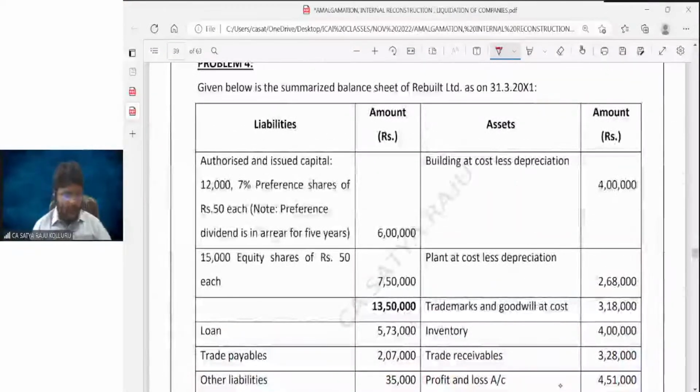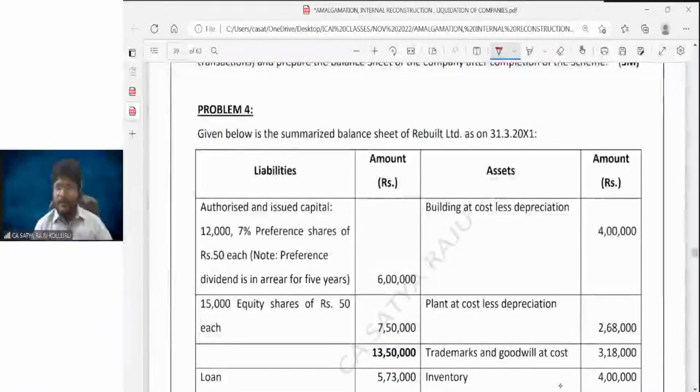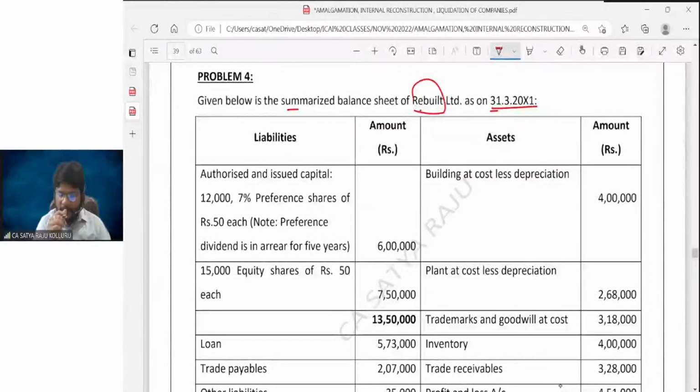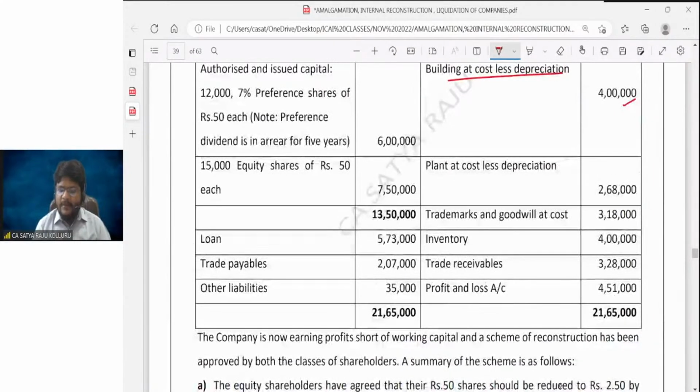Problem number 4. All of you, please concentrate. Problem number 4. Given below is the summarized balance sheet of Rebuilt Limited as on 31st March 2011. So the name itself is given, Rebuilt. On the assets side, land and building at cost less depreciation is 4 lakhs. Plant at cost less depreciation was given.